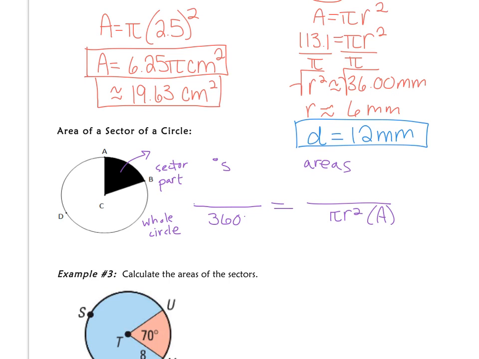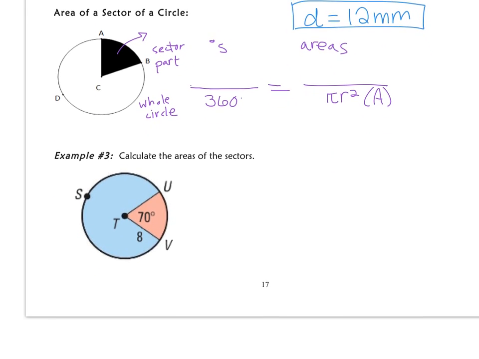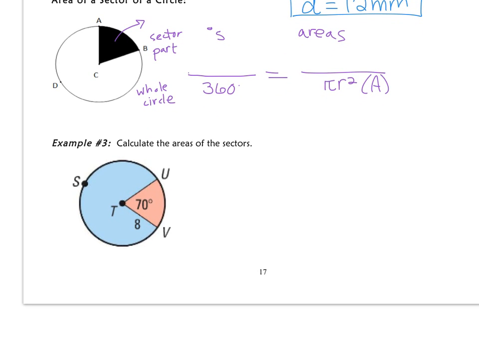Okay, so let's do example 3 where we're going to use this information. Here we want to calculate the areas of these sectors. Now notice on my screen here I have two different colors. I have the blue piece of the circle and I have the red piece of the circle. So let's find the red sector first.